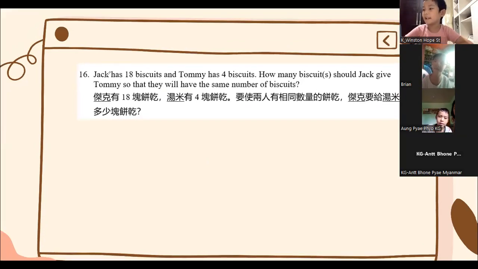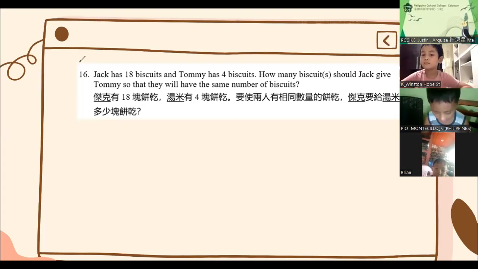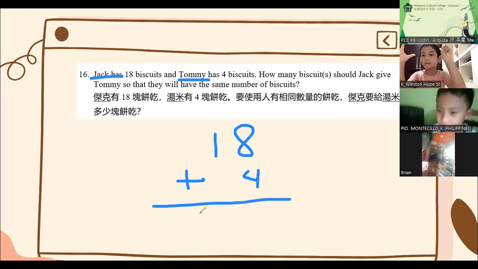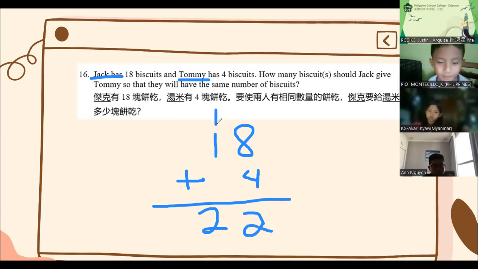Okay. So since you're asked here that the two of them should have the same number of biscuits, we cannot do that if we don't know the total number of biscuits all in all. So to do that, we're going to add the number of biscuits for Jack as well as for Tommy. So we're going to combine this 18 plus 4, which is equal to 22. Okay, because 8 plus 4 is 12. So we have a carry one here. It's 22.